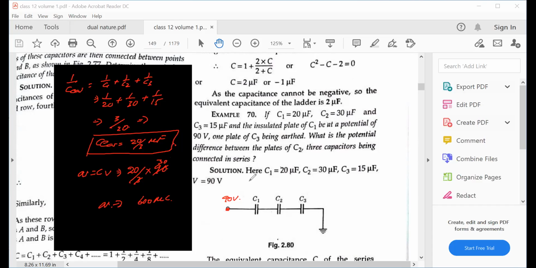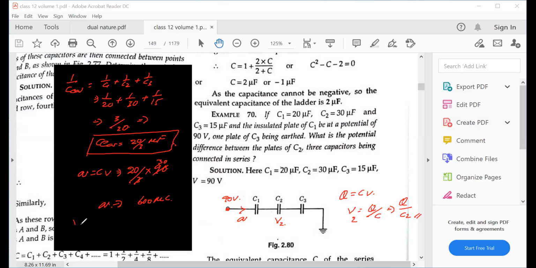Now we need to find the potential across your C2. I'll take the relation as V2. The same charge flows, which is equal to Q. So we know that Q is equal to CV. If you want to find V, V is equal to Q by C. The charge is the same, so it is Q divided by C2. This is your relation to find V2.